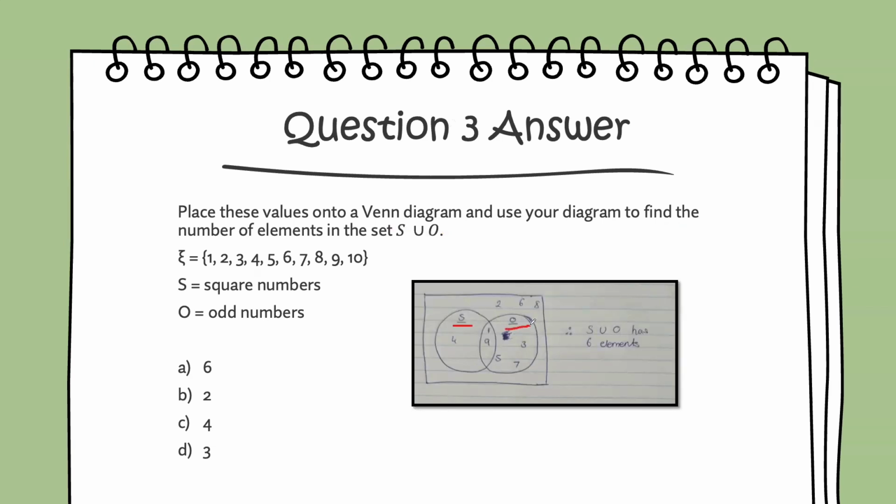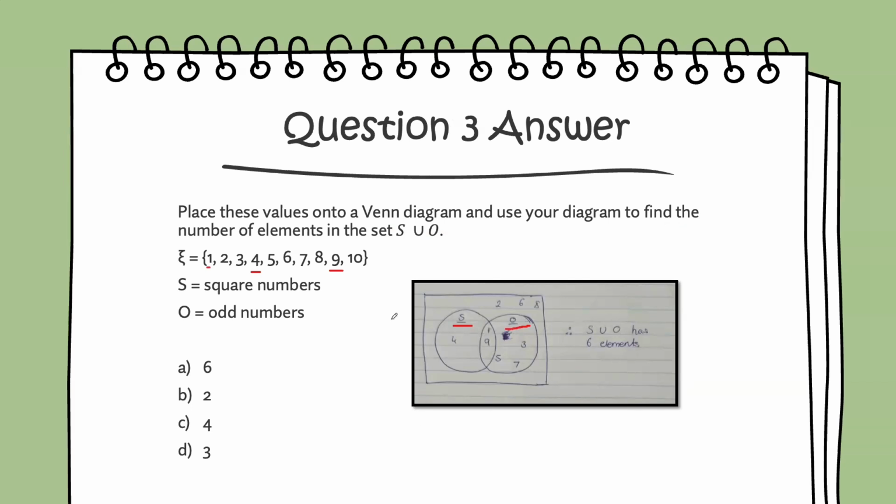Now our square numbers from this set here are 1, 4, and 9. Right? Those are our square numbers. Okay? Now, how many of those are odd? 1 and 9 are odd. So these will come in the middle here because they're both square numbers and they're odd. Okay? So these come in the middle.